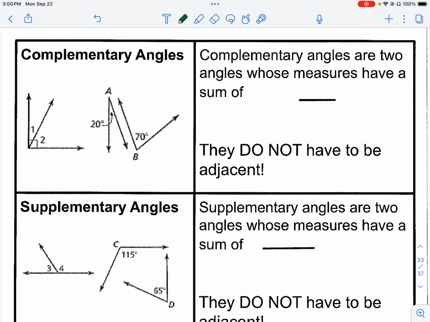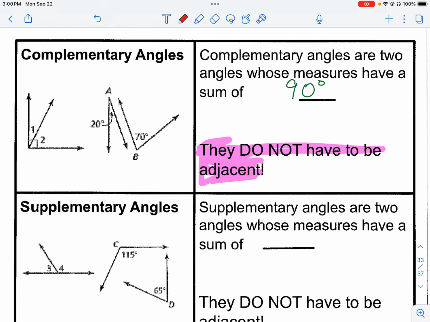So complementary angles. Complementary angles are two angles whose measures have a sum of 90 degrees. They do not have to be adjacent. Any two angles that add up to 90 degrees are complementary.